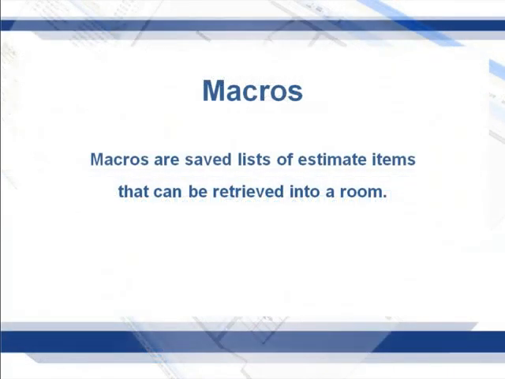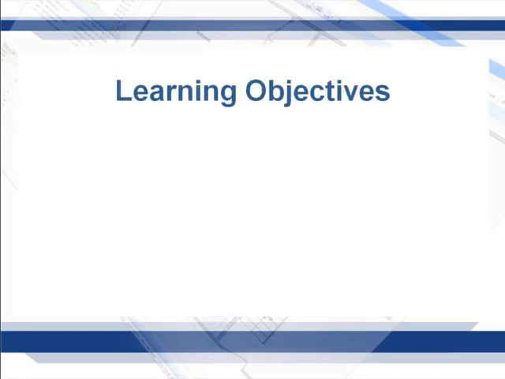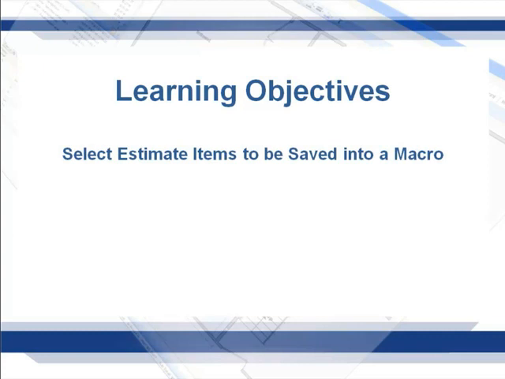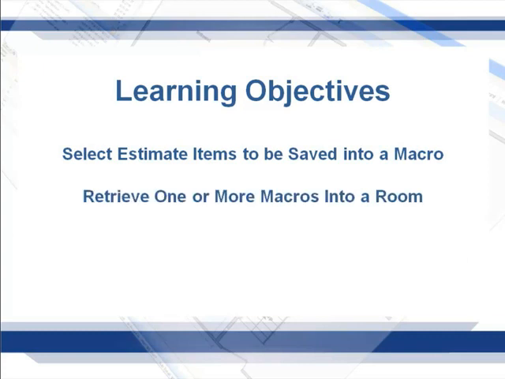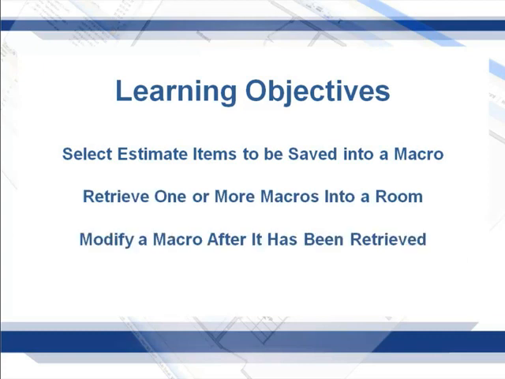In this training, we will learn how to create and retrieve macros. A macro is a saved list of estimate items that can be retrieved into a room. The learning objectives for this lesson are: select estimate items to be saved into a macro. Retrieve one or more macros into a room. Modify a macro after it has been retrieved.